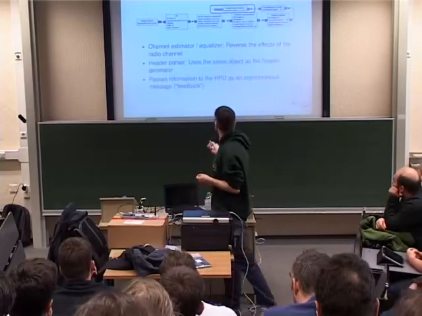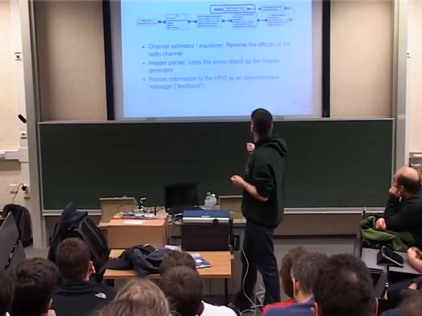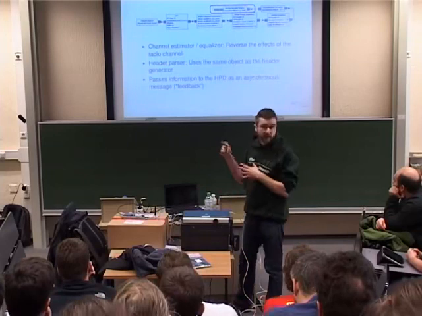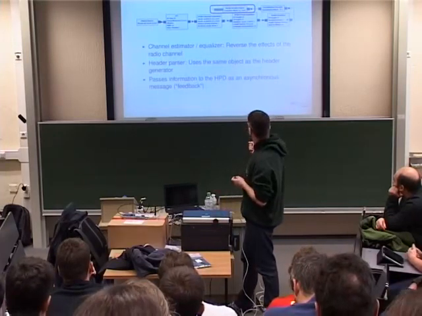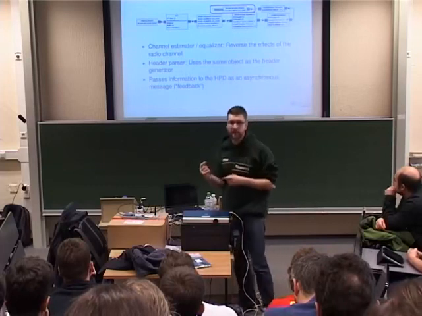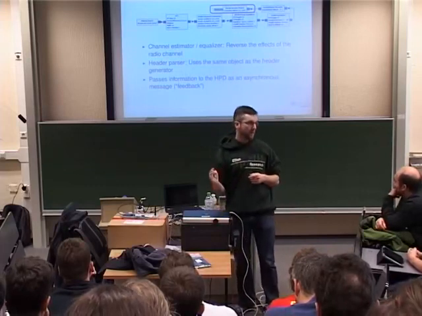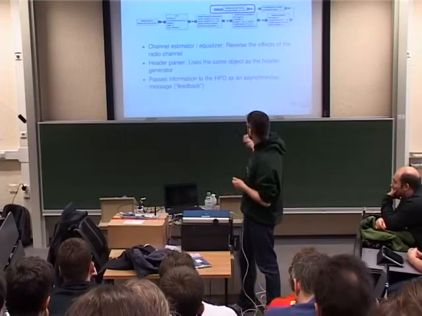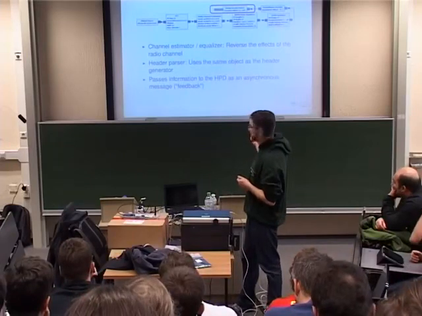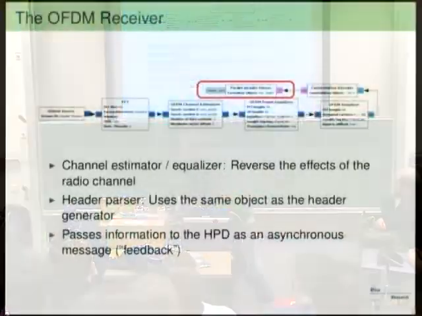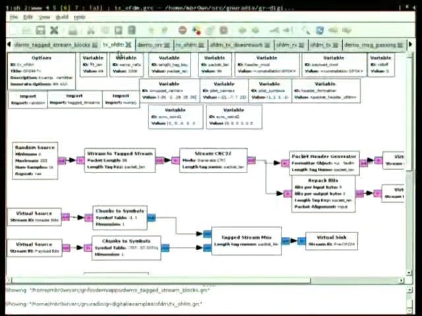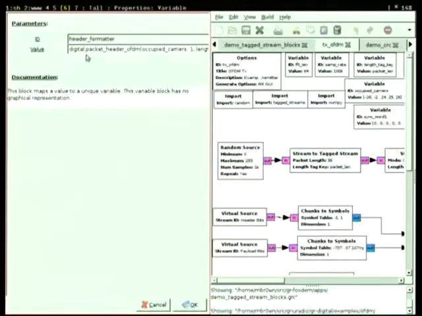But this guy is interesting. Eventually we'll get the same bits that we transmitted on the header side. And here we have the header parser, and this is exactly the inverse function to the header generator I explained earlier. And the interesting thing is, if we have a look at this, this actually takes the same object that we had before. So this is my flow graph, and this was my head. No, sorry, this is the header formatter object. It's called header formatter.